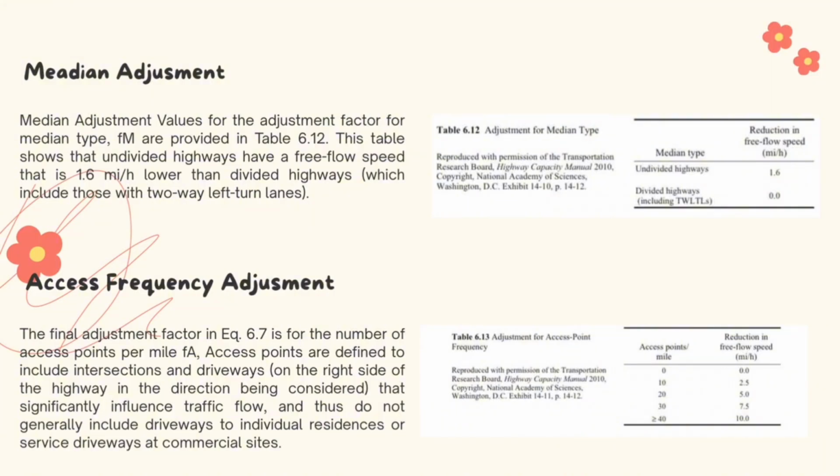For access frequency adjustment naman, the final adjustment factor in equation 6.7 is for the number of access points per mile. Access points are defined to include intersections and driveways on the right side of the highway in the direction being considered that significantly influence traffic flow, and those do not generally include driveways to individual residences or service driveways at commercial sites. As you can see from table 6.13, adjustment for access point frequency, it is one of the common tables used for problem solving.